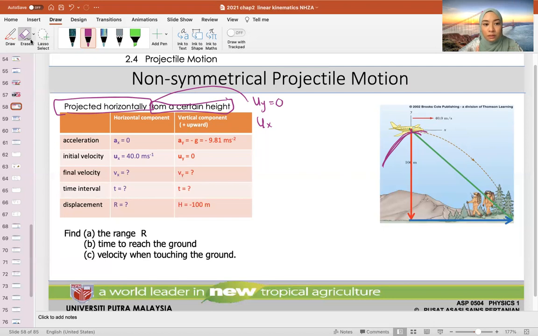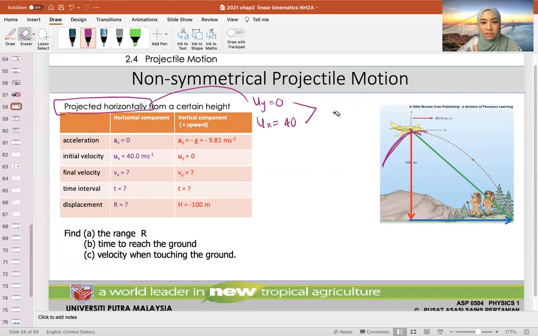Okay, so again, the question says projected horizontally from a certain height. This means the UY is equal to 0, the UX has some value to it. Ada tak tulis ni? Okay, UX dia 40, dia bagi kat situ 40. So UY is 0 and UX is 40. If I make this into a resultant vector, the U or the V0 is simply 40 with angle 0. Because that is what it is. It is a resultant too, walaupun dia ada X sahaja.